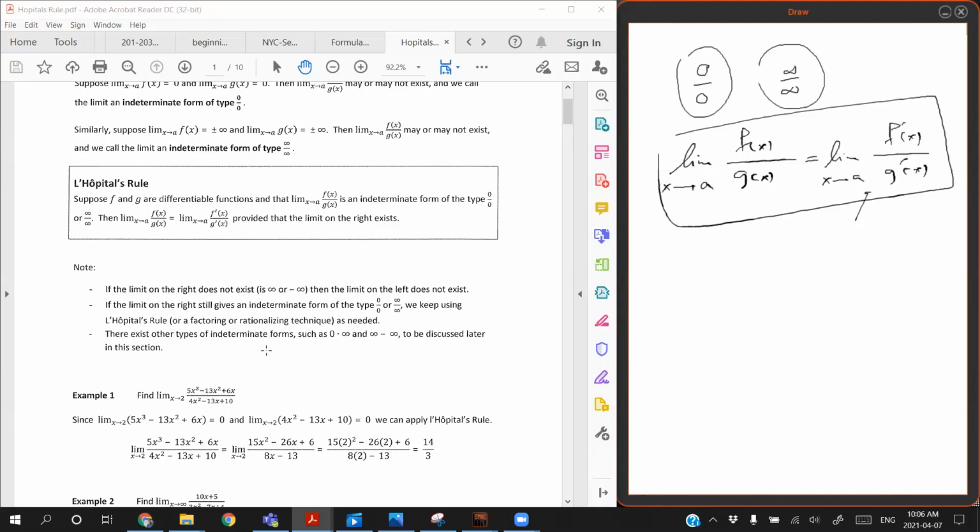And there exist other types of indeterminate forms, like 0 times infinity and infinity minus infinity, which we're going to discuss later on. Basically, there are 7 different types of indeterminate forms, and we're going to look at 4 of them in this document: 0 over 0, infinity over infinity, which are done directly by L'Hopital's rule. We also have 0 times infinity and infinity minus infinity, which we can deal with by doing some algebra and transforming them into either this form or this form and then use L'Hopital's rule. So we'll see examples of that today as well.